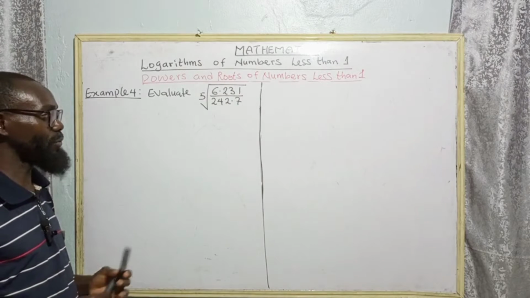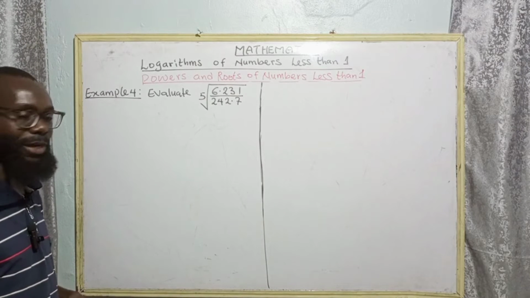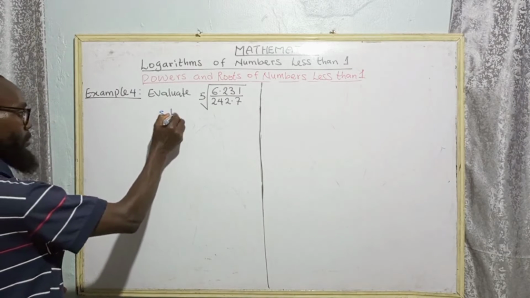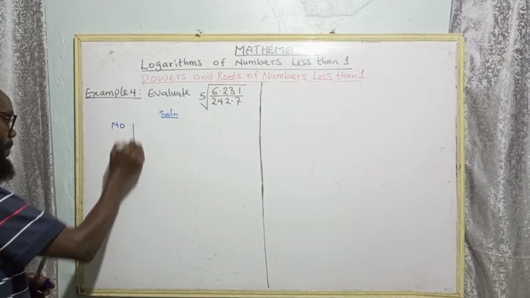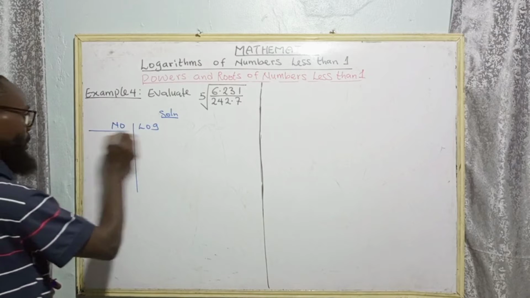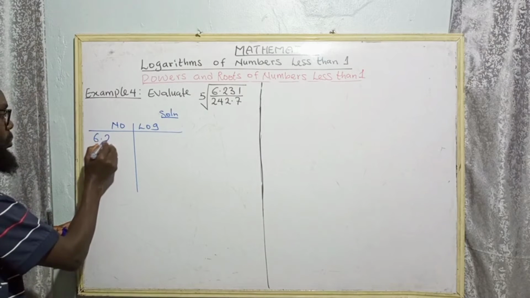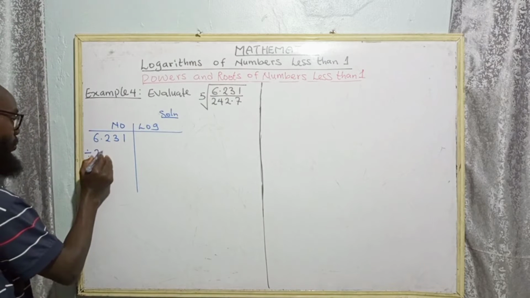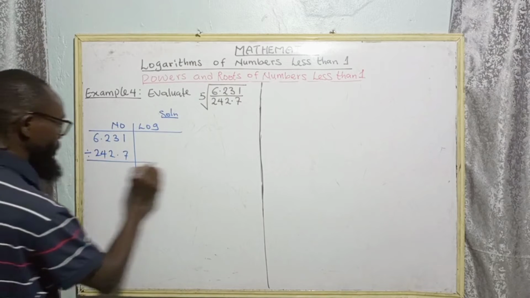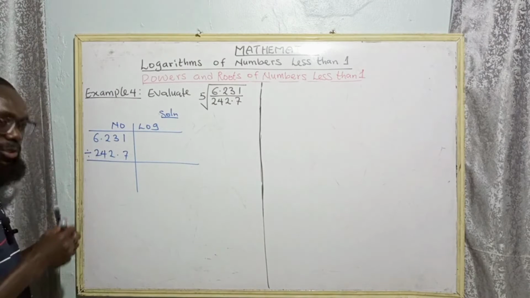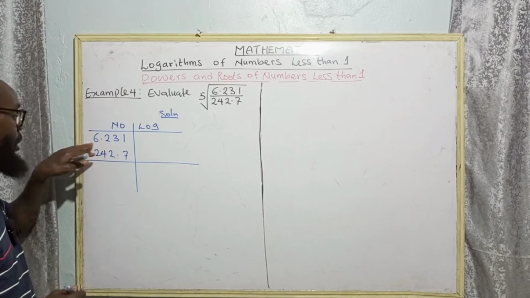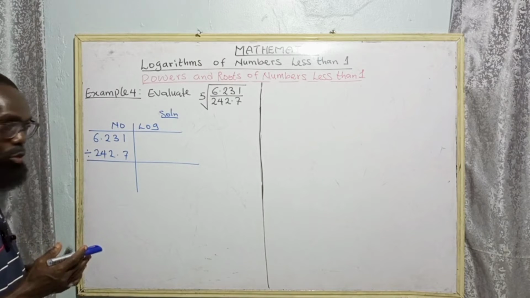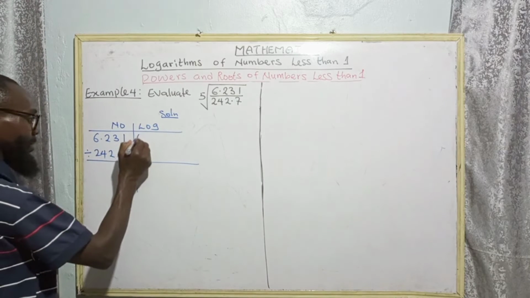Example 4. Evaluate fifth root of 6.231 divided by 242.7. We have number, log. So we deal with 6.231. Then this is division, divided by 242.7. Now, what is the integer of this first one? So this is referring to logarithms of number greater than 1. So we've treated this also. The integer of this one is 0 points.